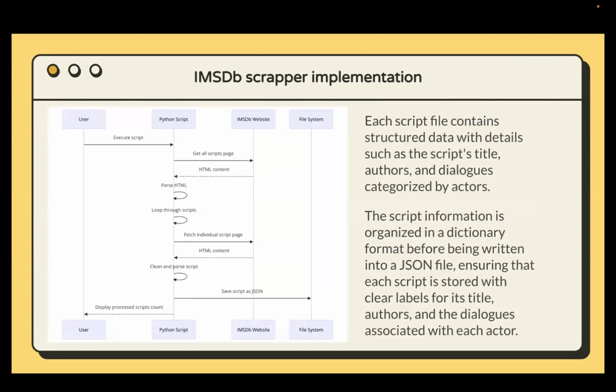So the IMSDb scraper implementation. Each script file contains structured data with details such as the script title, the authors, and dialogue categorized by actors. The script information is organized in a dictionary format before being written into a JSON file, ensuring that each script is stored with a clear label for its title, authors, and the dialogue associated with each actor.